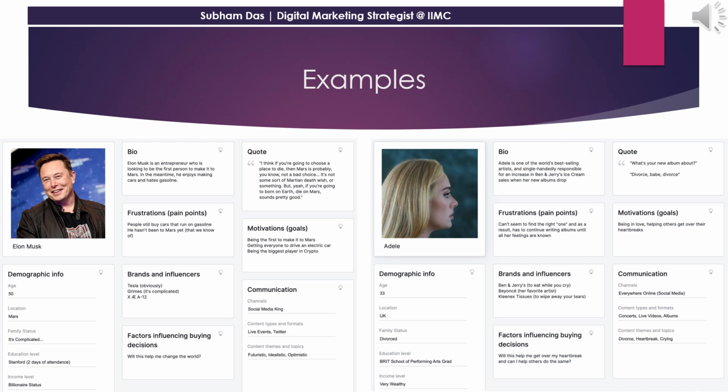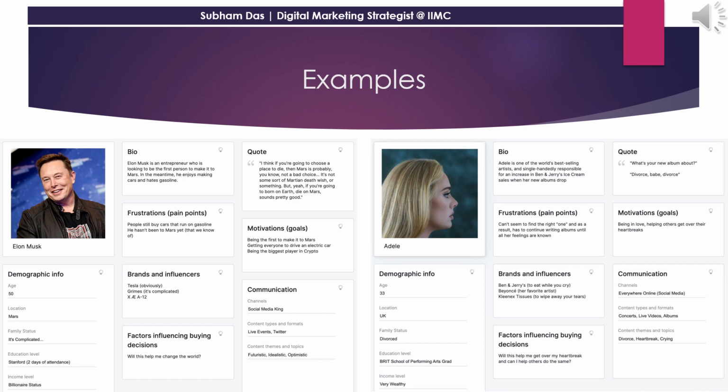On the left, you have Elon Musk. You see the demographic information about the person, and some other information: bio, frustration, pain points, brands and influences, quotes, motivation, communication, etc. about this particular person. That is, if Elon Musk is my ideal customer, then this is what the ideal customer would look like.